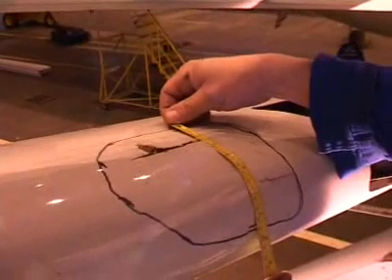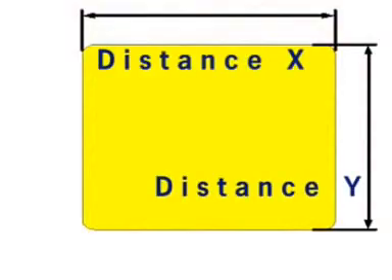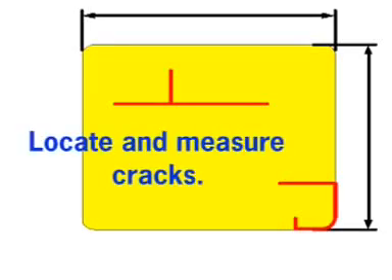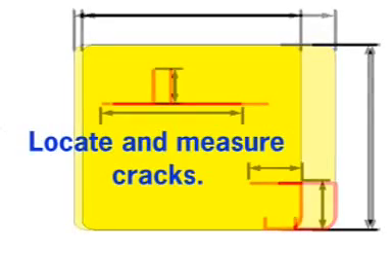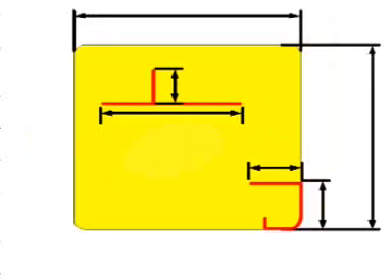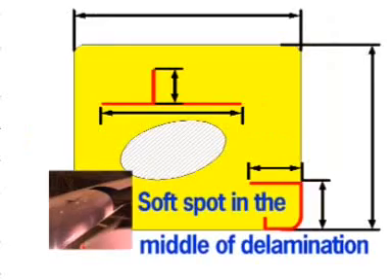Also 8 inch. Now we can make a clear, detailed drawing of the damage, which must include all the necessary information: the area's outer measurements, the position of the cracks, and their precise measurements. And in this case, the position of the soft spot at the center of the delaminated area.